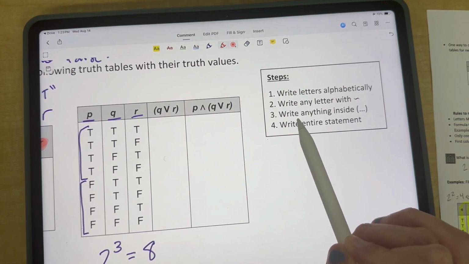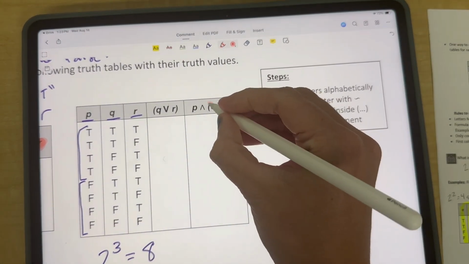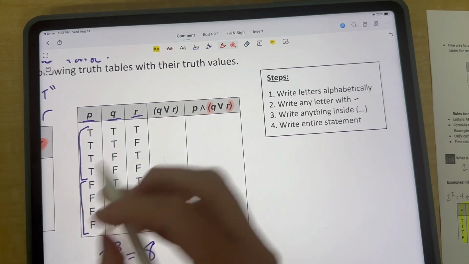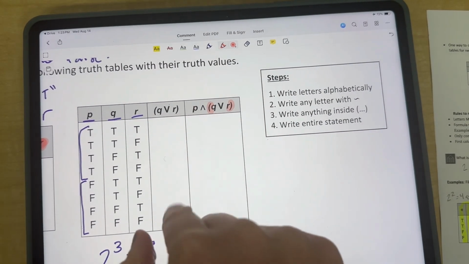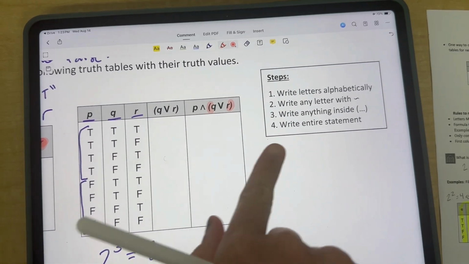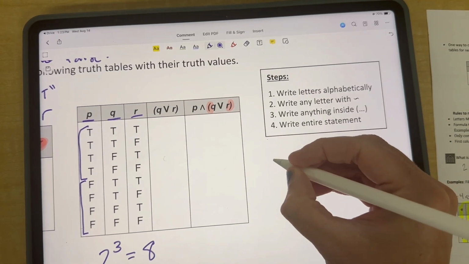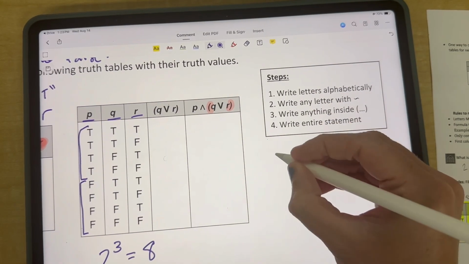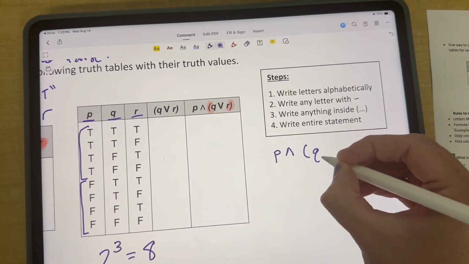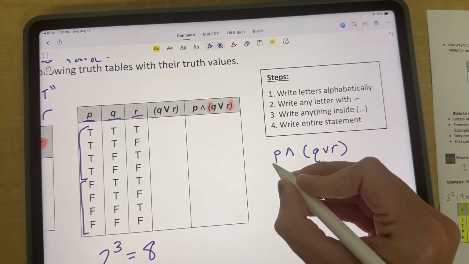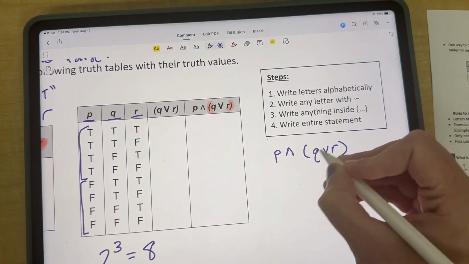Go to step 3. Write anything inside a parenthesis. So do you see how this has a parenthesis right here? This Q, R. You are going to write that parenthesis right here. So anytime you see a parenthesis, you're going to make its own column for that. And lastly, you'll write the entire statement. So this one wants to know: write a truth table for a statement that is P and (Q or R). So when do you have a true and another true with one of these 2 things in it?